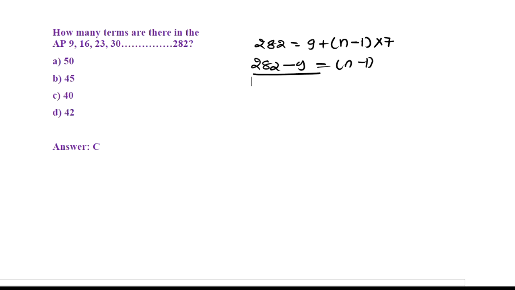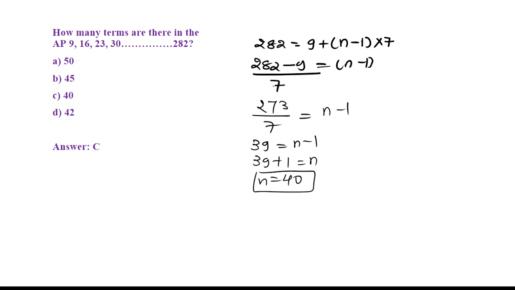So what I'm doing, I'm dividing by 7 at this particular step. Alright? 282 minus 9 is how much? 283. Sorry, it's 273. One sec. And on simplification, what do I get? N is equal to 40. So what is the correct answer? Correct answer is C. Let's take one more question.